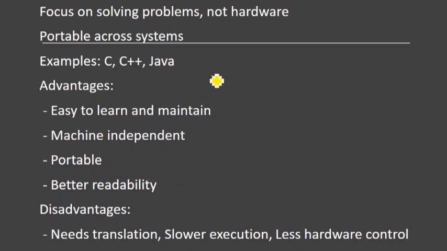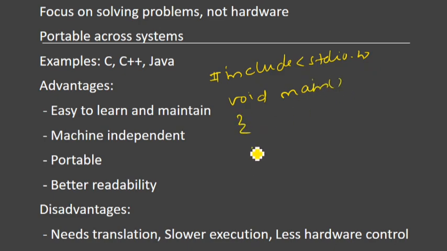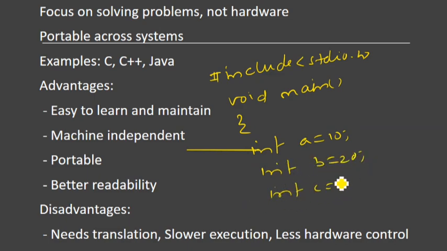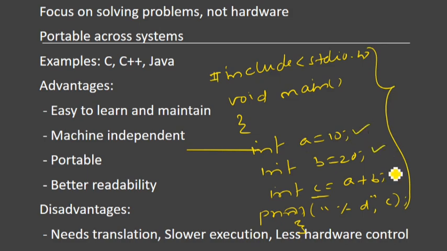For example, I'm writing a C program as #include <stdio.h>. Then I'm writing void main. I'm declaring int a equal to 10, int b equal to 20, then int c equal to a plus b. Then printf("%d", so my answer is c). So I can write like this. This is nothing but a high level C program. Each instruction can be understood very easily compared to assembly language as well as machine level language.